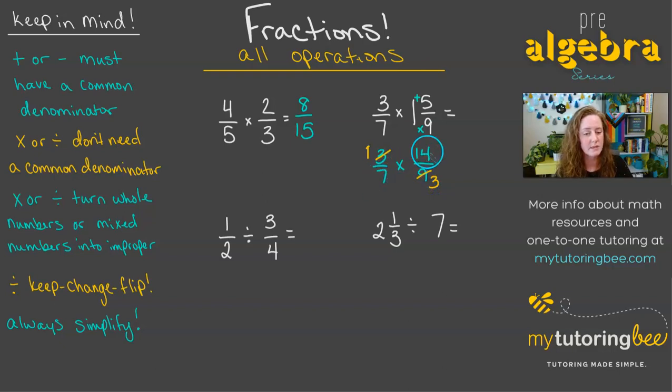And then we can cross cancel this way too. So 7 and 14. 7 can go into both of these evenly. So 7 can go into 7 one time. And 7 can go into 14 two times. So now what we've got is 1 times 2 and 1 times 3, which is a lot easier to multiply than 3 and 14 and 7 and 9. So 1 times 2 is 2. 1 times 3 is 3. So we get our answer there.